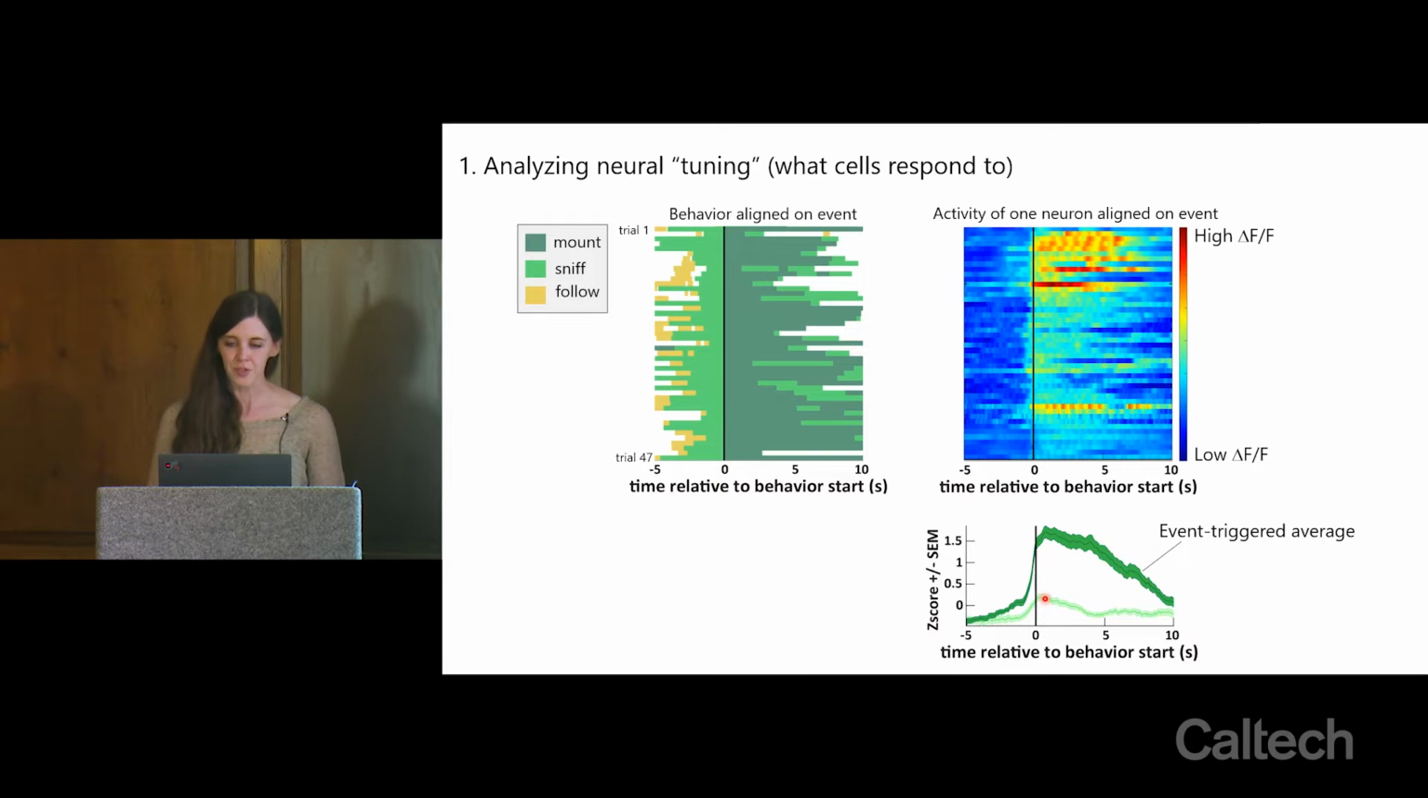So event-triggered averages are great, but you need to be aware, especially if you're studying naturalistic behavior, of the fact that behaviors are correlated with each other. They're not independent things. What you think you're analyzing, what you think is explaining the neural activity, might not actually be the signal that can predict it the best. Nonetheless, if you do this for a single cell, you can get an average modulation of that cell by the behavior.